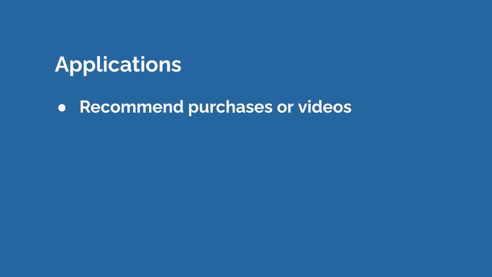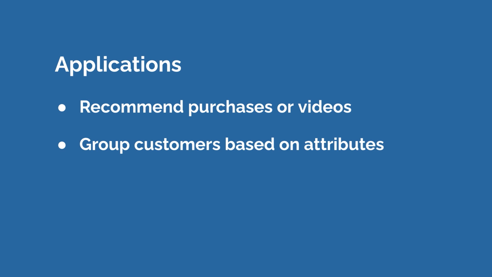Let's first talk about applications of unsupervised learning. That way you can see just how valuable it really is. One application that this type of machine learning is used for is to provide recommendations for purchases or videos to watch by companies like Amazon and Netflix. Another application is to group customers based on attributes, such as all of these customers are likely to purchase this product and all of these customers are likely to not purchase that product.